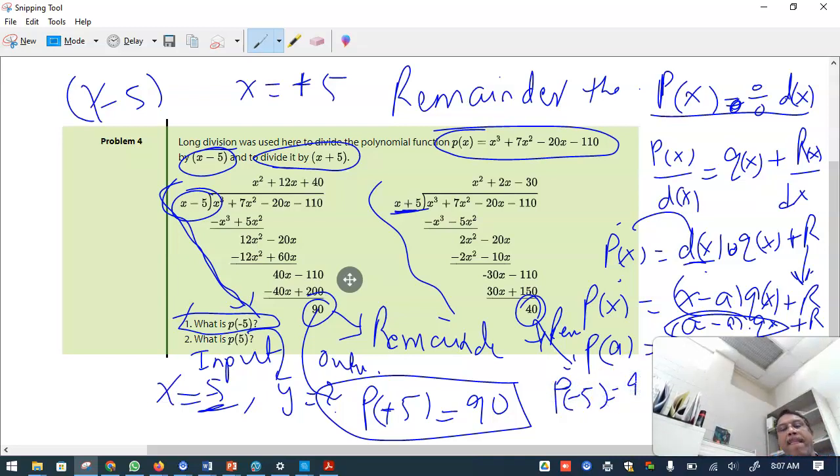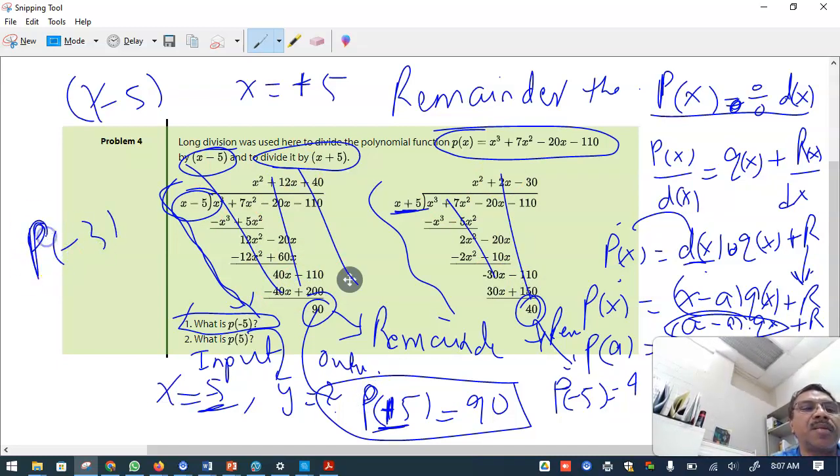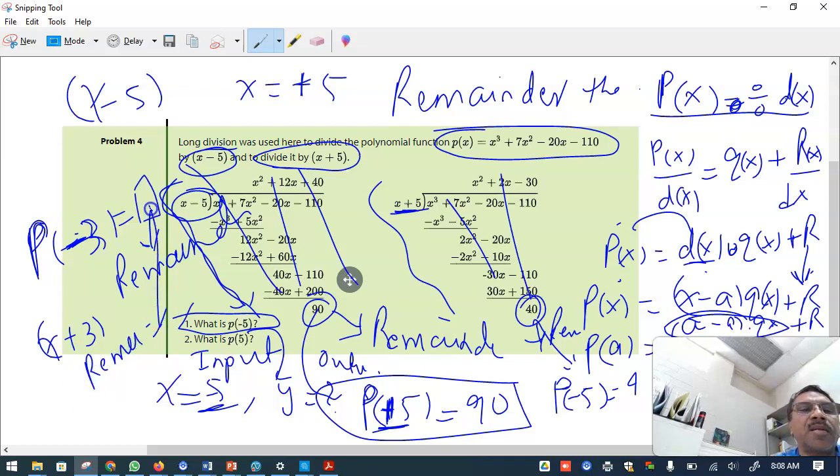So this is a very important question just to understand the meaning of p. Even if they did not give us this, and they simply said, what is p of minus 3, what is the meaning of this? Whatever you get when you plug in minus 3 is the remainder. This means when you divide by x plus 3 using long division or synthetic division, you get that remainder. I hope this helps.